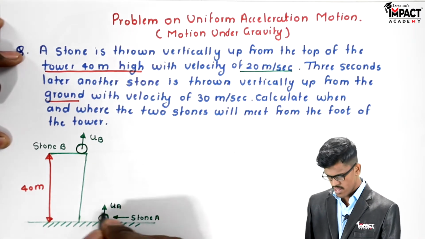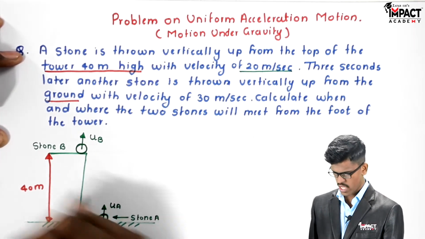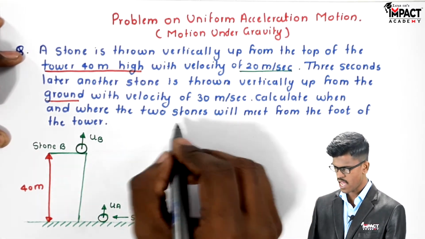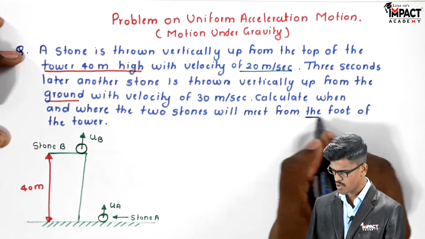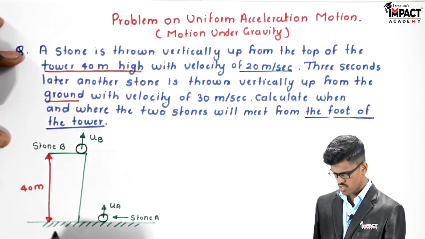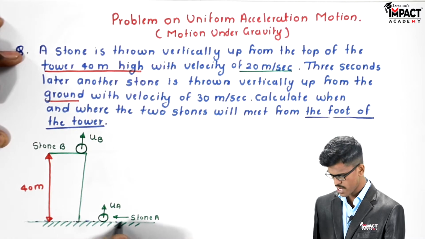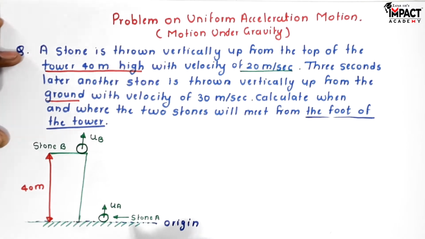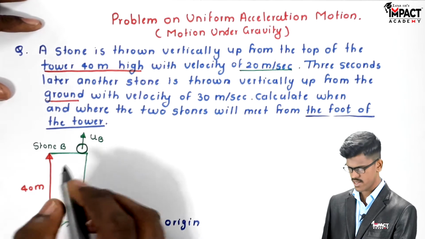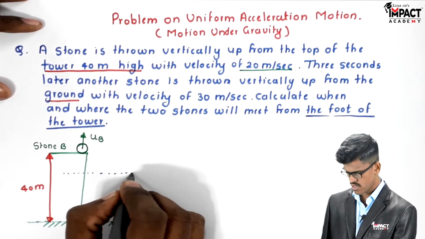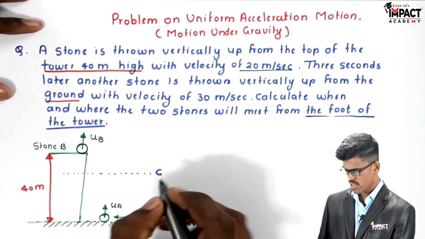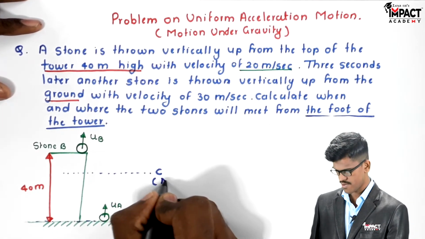In this question there are two bodies, stone A and stone B. So we have to consider an origin first, and they asked to calculate the distance from the foot of the tower. So we consider this foot as the origin. Let's consider point C to be any point in between where both stones meet each other.